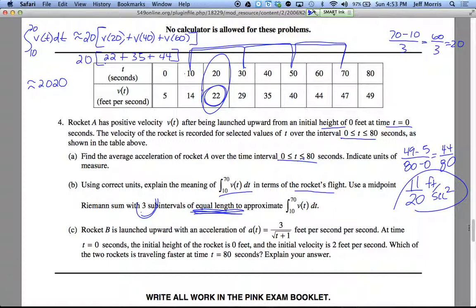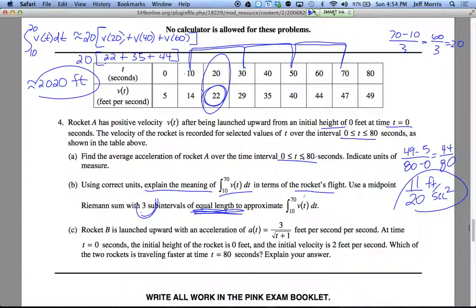What does it mean? Feet. 2020 feet. This is how far. It says explain the meaning, so you need to say this is how far the rocket travels. Okay? Now, rocket B. I'm pretty sure this one's only going to be 2 points. This one's probably going to be 3, and this one's probably going to be 4.